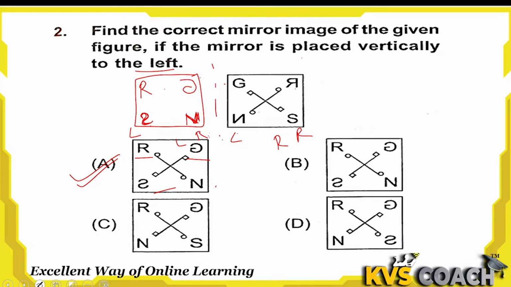Or we can also look at this like this. This will be this, and this will be this and this. Okay, you can see that this is the perfect mirror image of the left side of this given figure. So A is the right answer.